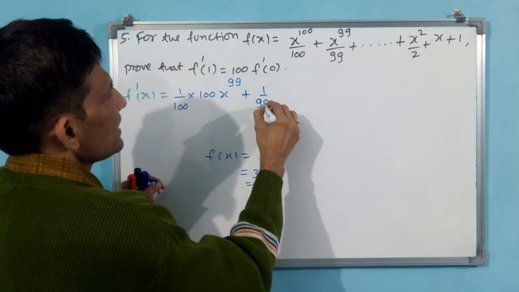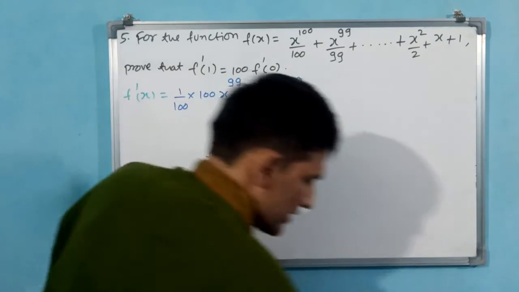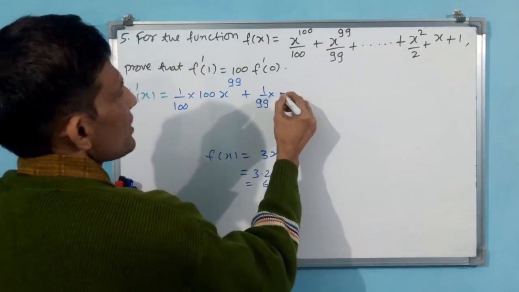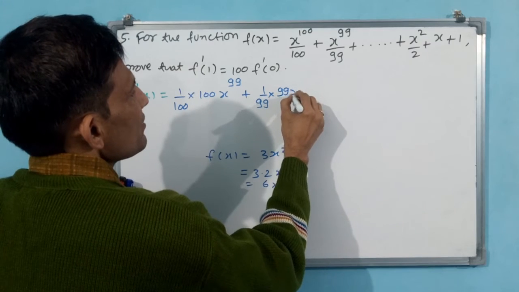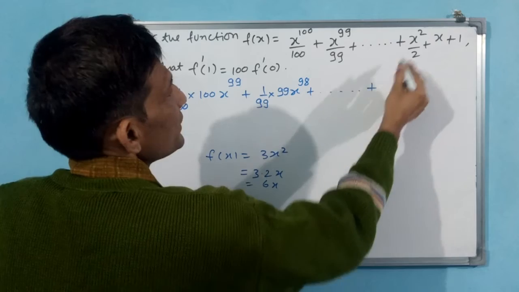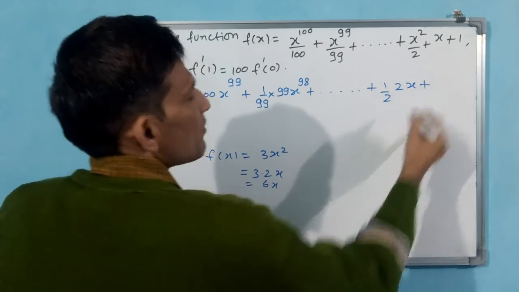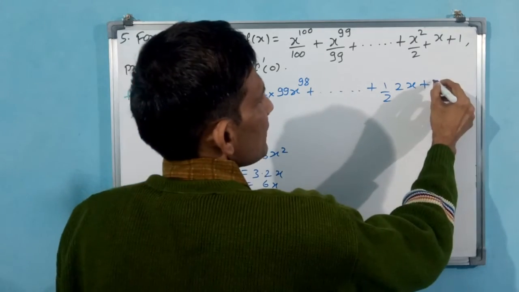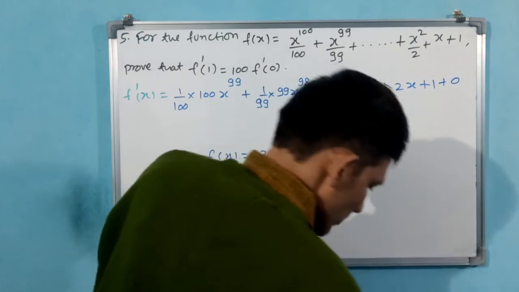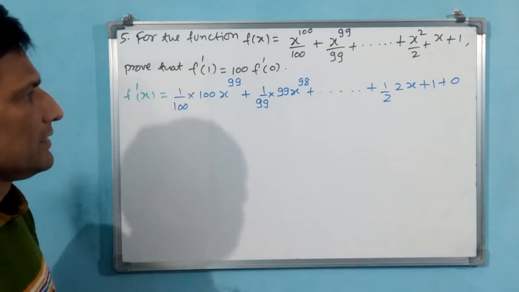1 by 99 into x power 98. Sorry, into 100 you have 99, you have to write. Na? 1 by 99 you have taken out, 99 into x power 98 plus. Like this you do here also. 1 by 2 you take out, 2x plus. d by dx of x is 1 only. But d by dx of 1 is 0. That you keep in your mind.